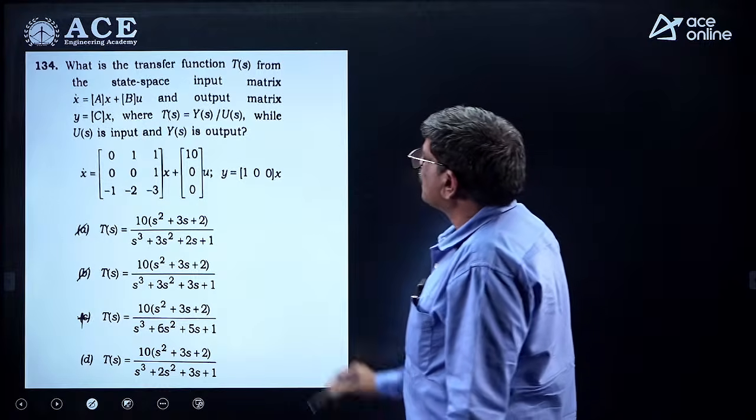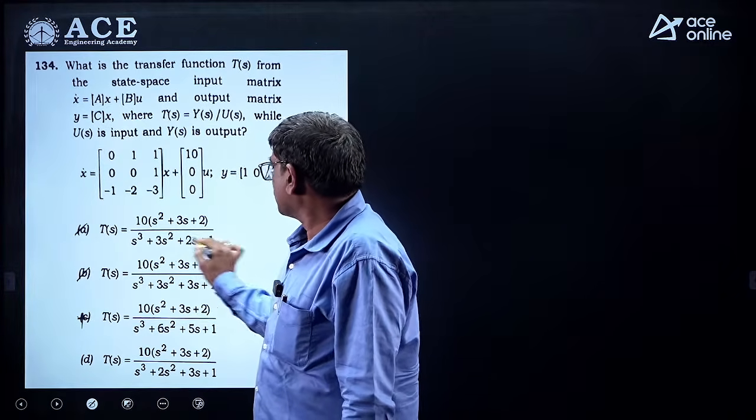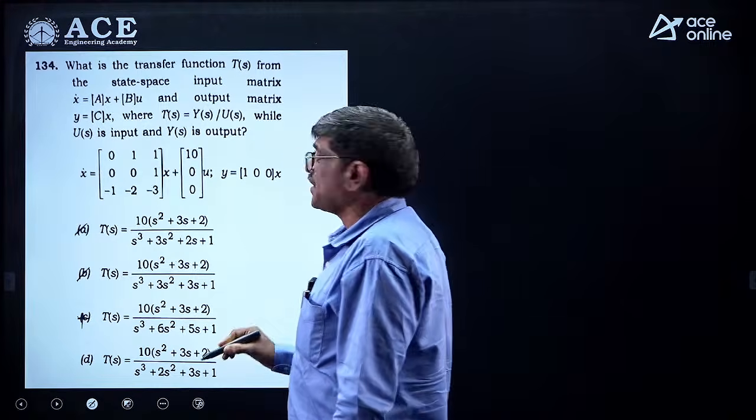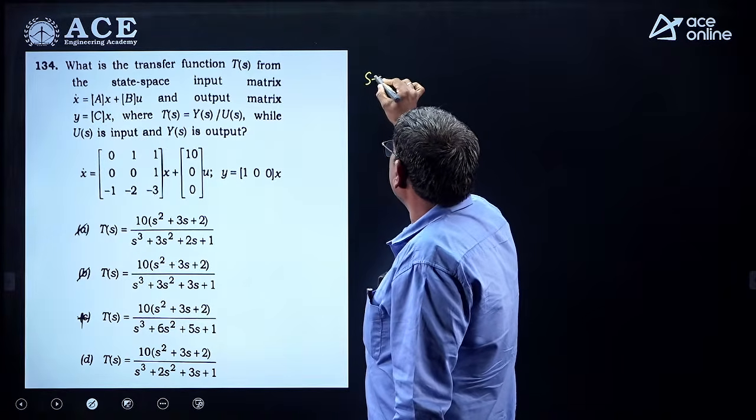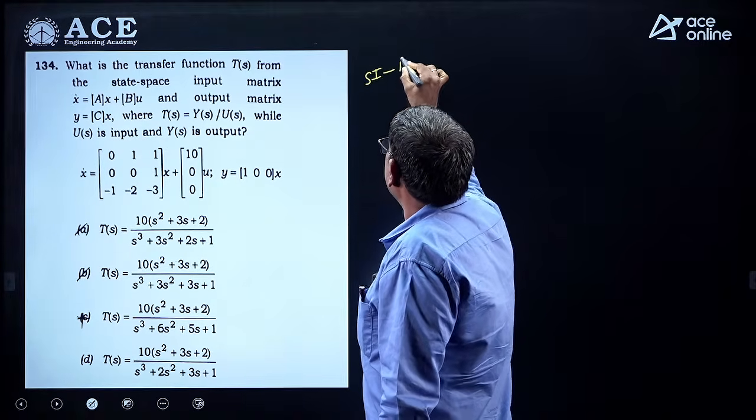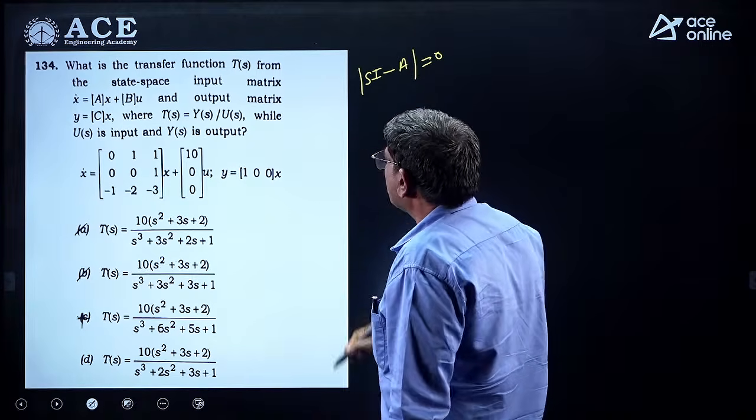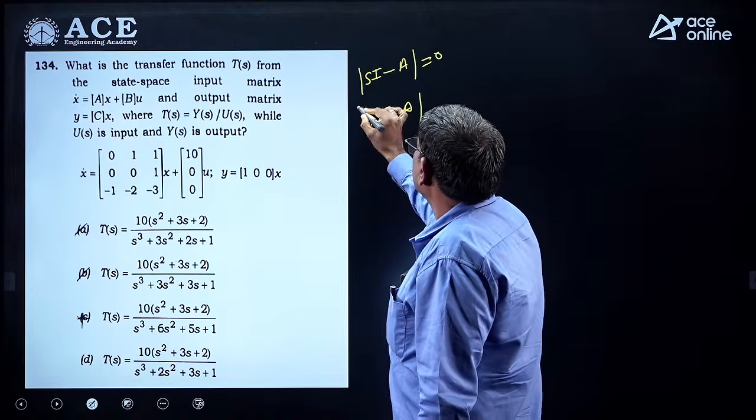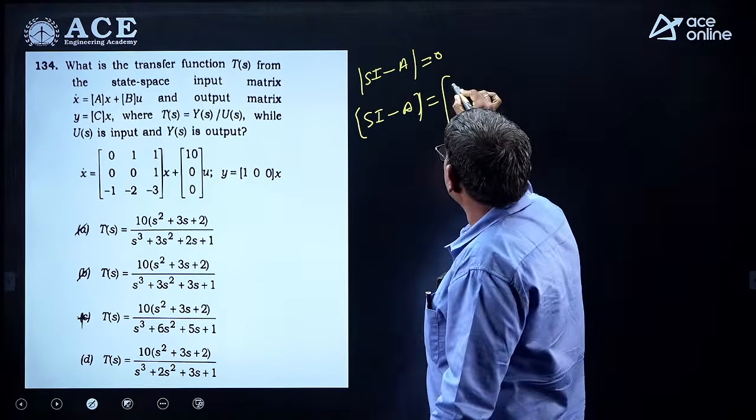Next, here see the numerators are the same for all 4 options. So you just have to check the denominator. That is enough. For that you write first SI minus A, and find the det equal to 0, and you will get it. So if you write SI minus A, simply add S diagonally and take the opposite sign of the coefficients.